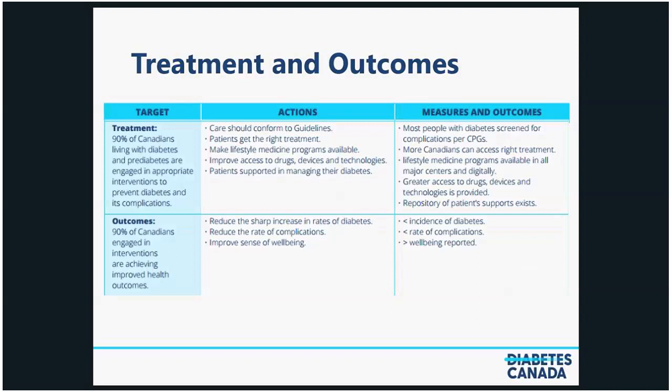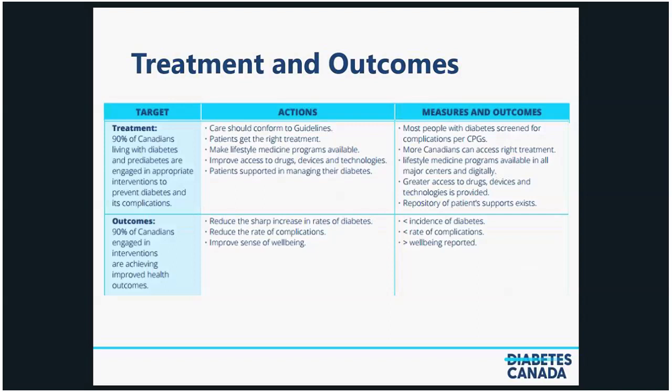Looking at the next slide, our actions under treatment are that care should conform to guidelines. So right now, even once somebody has been diagnosed with diabetes, there are clear guidelines around certain tests that should be performed every year in order to monitor their risk of complications. Those aren't being consistently performed. And so we can definitely, again, link to EMRs, send out reminders to healthcare providers to ensure that care is more in keeping with the clinical practice guidelines, which are all based on best practice global research.